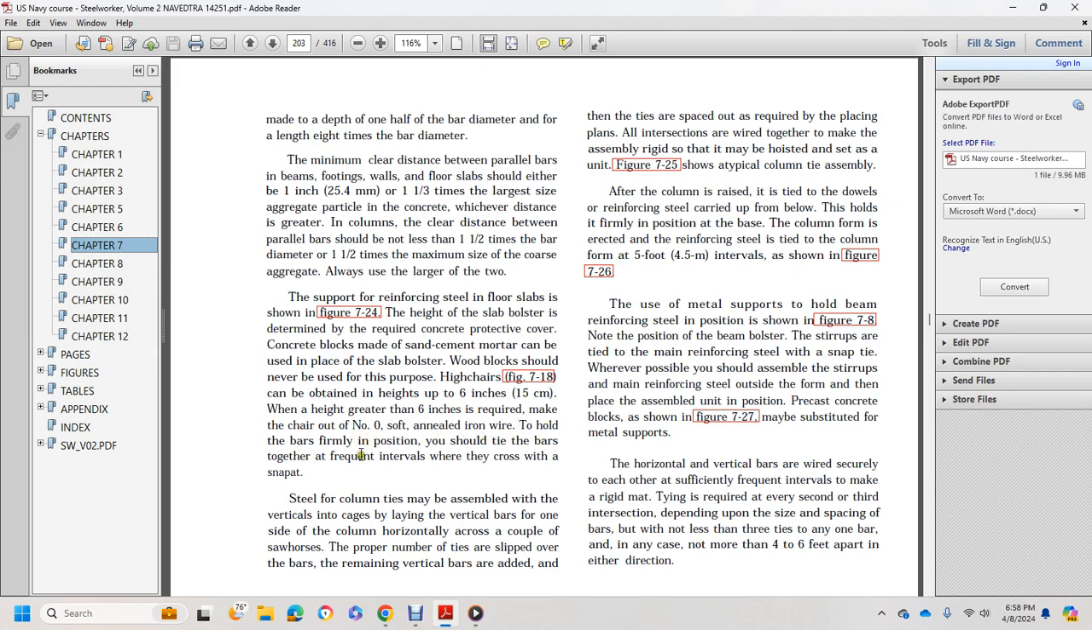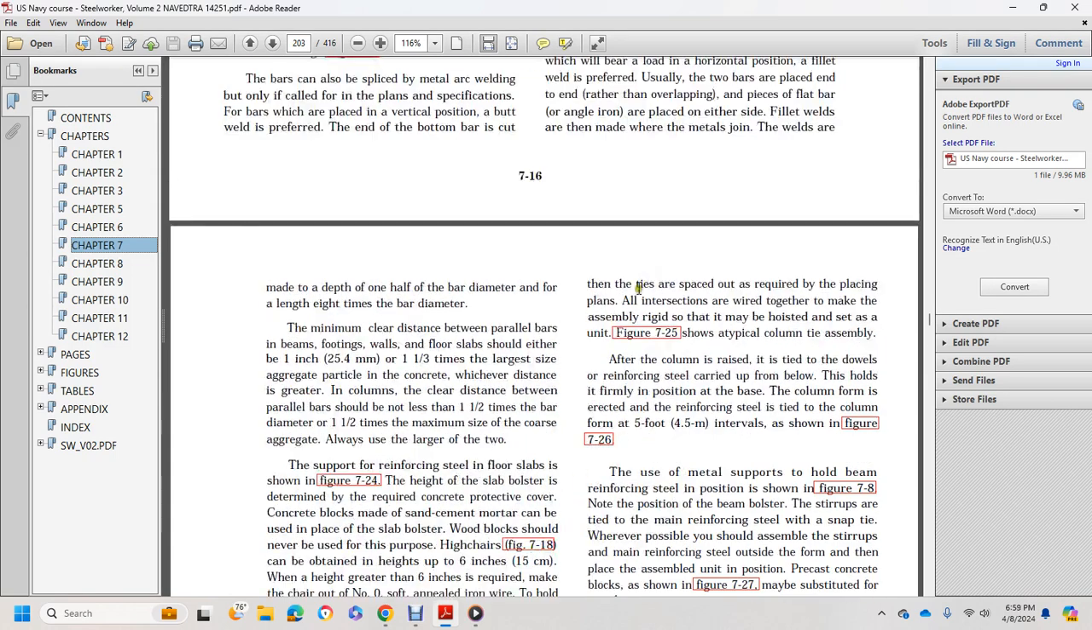You should tie bars together at frequent intervals where they cross and snap tie them. Steel column ties are assembled with the vertical bars into cages, laid from one side horizontally across a couple of saw horses. The proper number of ties are slipped over the bars. The remaining vertical bars are added, and then the ties are spaced out as required by the placing plans and all intersections are wired together. The assembly is then hoisted and set as a unit. Figure 725 shows the typical column tie assembly.